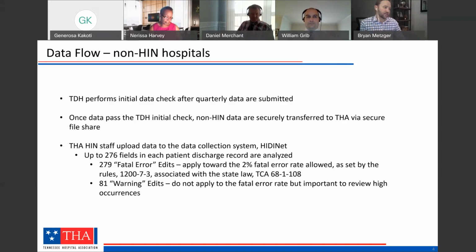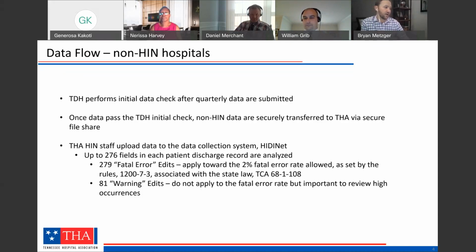If a field on a record flags as a fatal error, so it's not meeting the criteria, let's say it is left blank and it is a required field, or it's a payer code and the payer code that the hospital submitted on this claim doesn't meet the list of valid payer codes, then we would flag that specific field as having a fatal error. But then secondarily, we would also flag that entire record as having a fatal error associated with it.